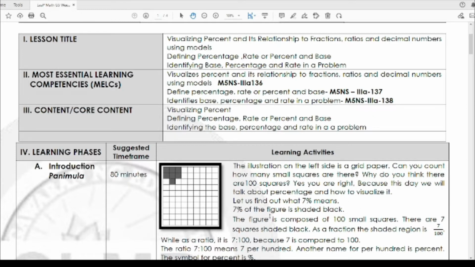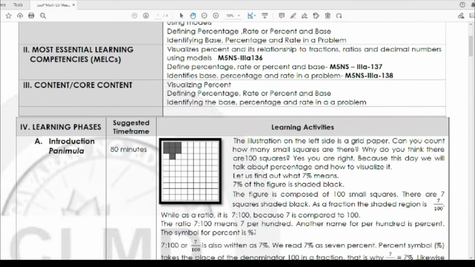7% of the figure is shaded black. The figure is composed of 100 small squares. There are 7 squares shaded black. As a fraction, the shaded region is 7 over 100, while as a ratio, it is 7:100. Because 7 is compared to 100.